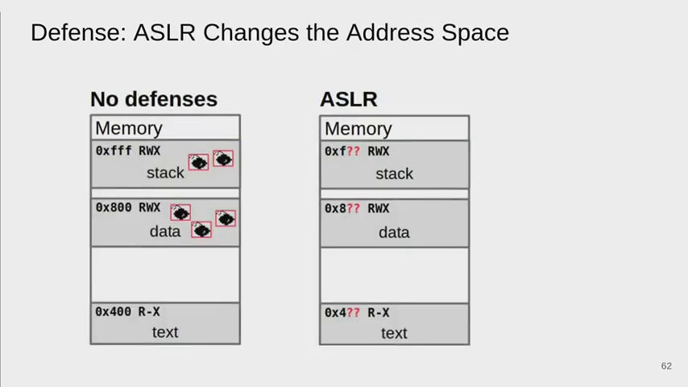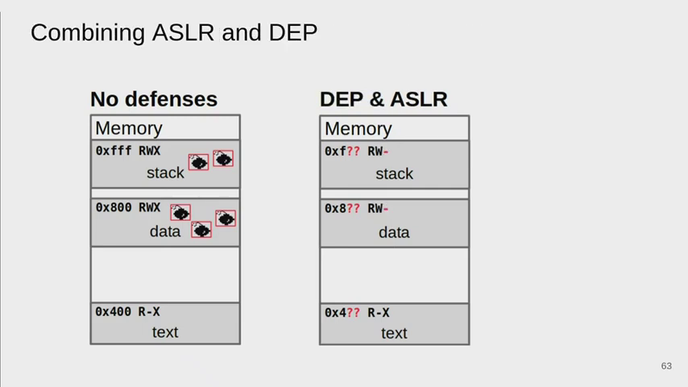Again, without defenses on the left, a process would look like this. Everything is at well-known addresses: 0x400, 0x800, 0xFFF. With ASLR, a couple of bits in the address are randomized each time you restart the process, making it extremely difficult to guess. So this is a probabilistic defense that makes attack much harder. An attacker will have to try many, many times. Now, if you combine ASLR and DEP, you have random addresses and non-executable data pages, which means that you're pretty much protected against a lot of the different attacks.